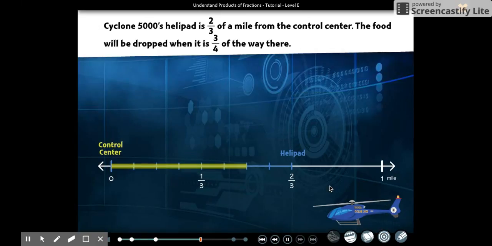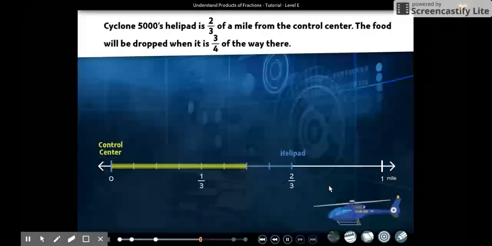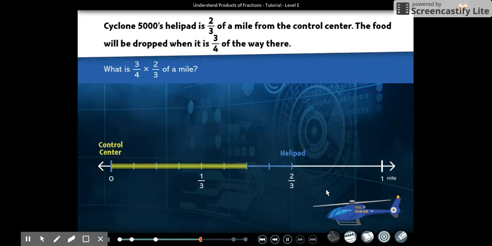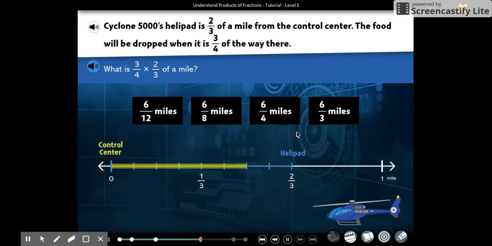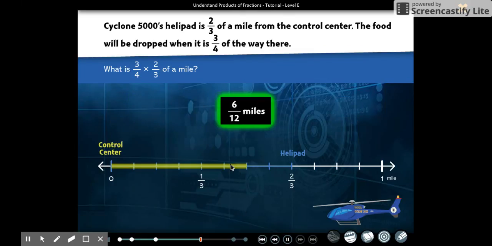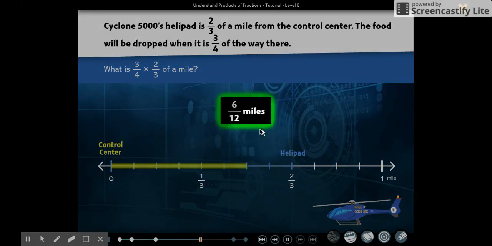Now we can tell Victor what 3/4 of 2/3 of a mile is, so he can launch Cyclone 5000. What is 3/4 times 2/3 of a mile? Not quite. To name how much of a whole mile is shaded, divide the last third into 4 equal parts, like we did with the other thirds. Try again. Right on. To name how much of a whole mile is shaded, divide the last third into 4 equal parts, like we did with the other thirds.